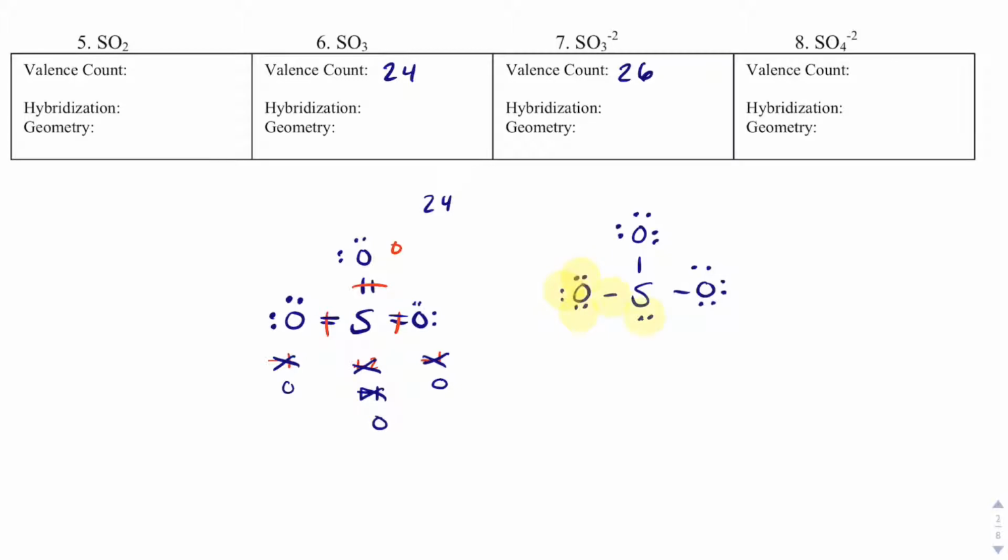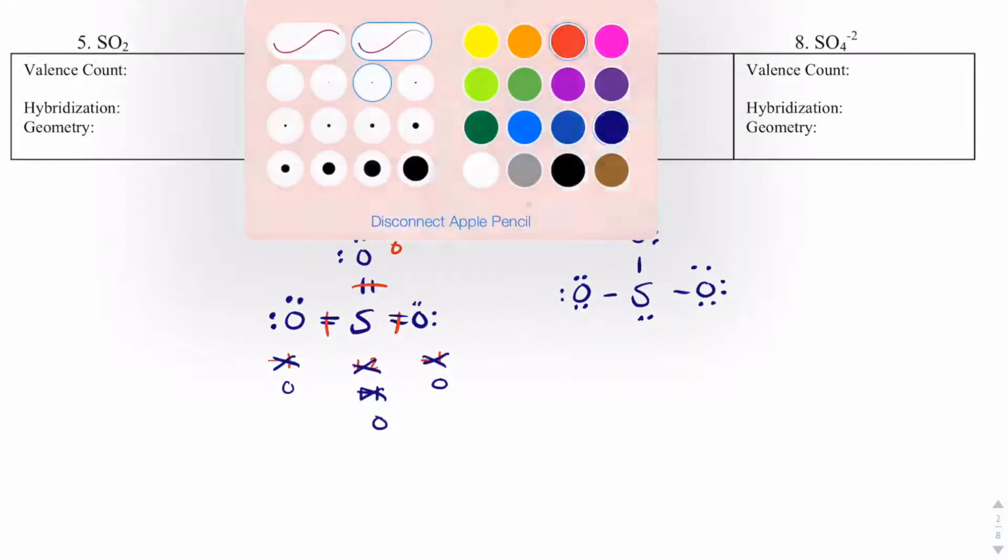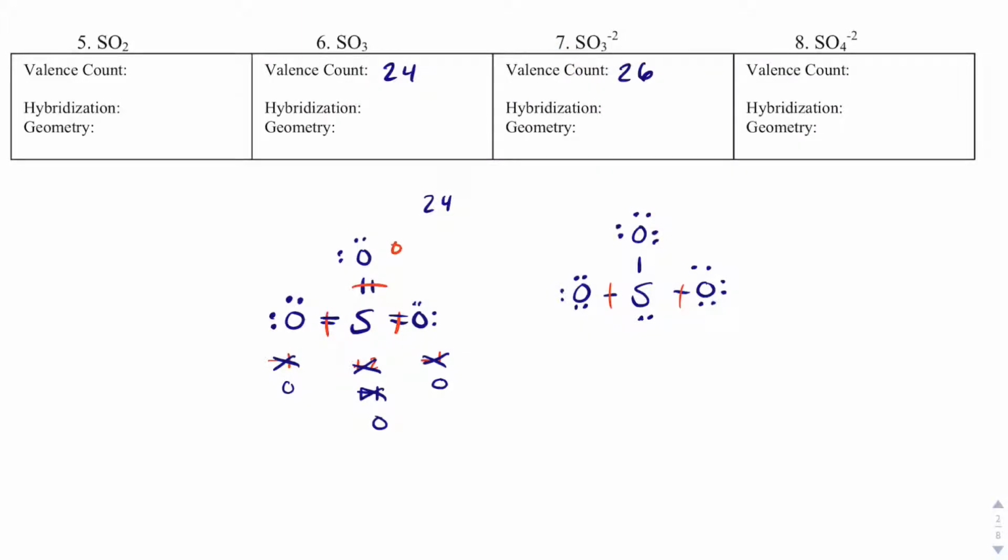2, 4, 6, 8, 10, 12, 14, 16, 18, 20, 22, 24, 26. I do have 26 valence electrons, so I don't have to worry about anything right now in terms of my valence count, but I do need to consider my formal charge. And with formal charge, when I slice all my bonds in half, all the oxygens are -1, and my sulfur is going to be +1, and so I do have an attraction going on.